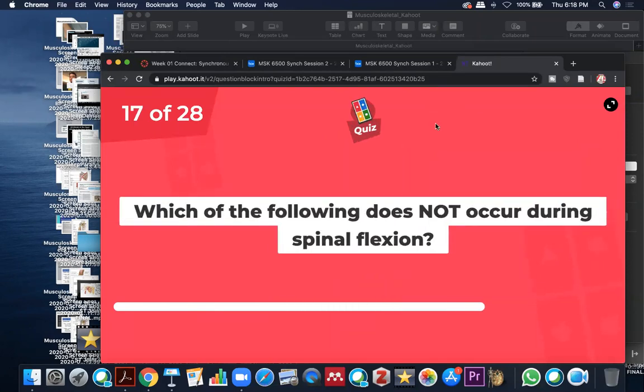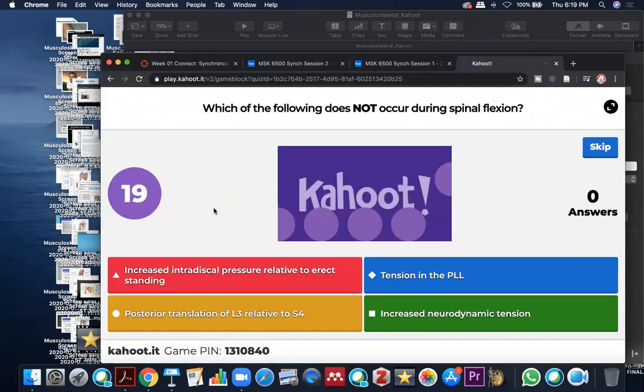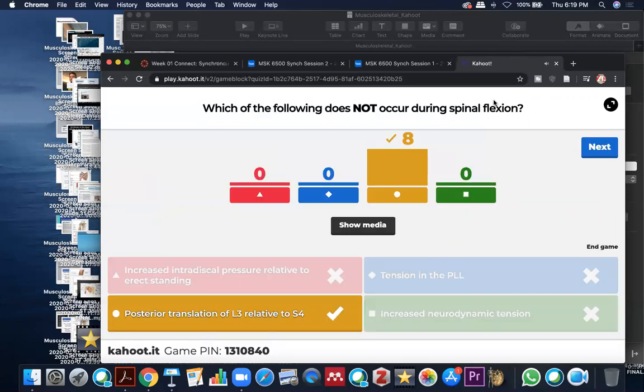I don't know why it says that. This one's one answer. Which of the following does not occur during spinal flexion? Cool, yeah, so this one is the wrong answer.